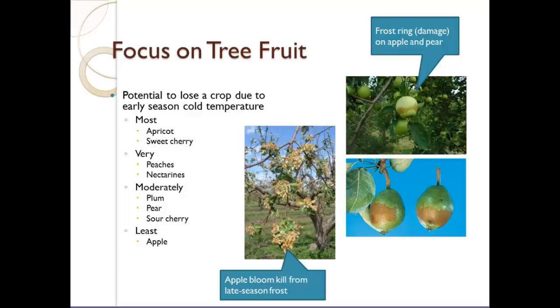But I've got some pictures here of what makes apple growers sad. When you see burned up bloom, like pictured in the center, and also when the bloom is not completely killed, you see some frost rings or scarring on the fruit. We call it a frost ring. Again, that's evidence that there was a freezing event during the bloom period.